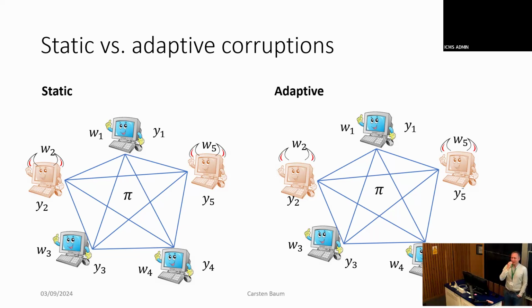Yes. You said that adaptive security does not necessarily imply static, but can't we just always, in the adaptive setting, corrupt a fixed subset from the beginning? And then it is the same.